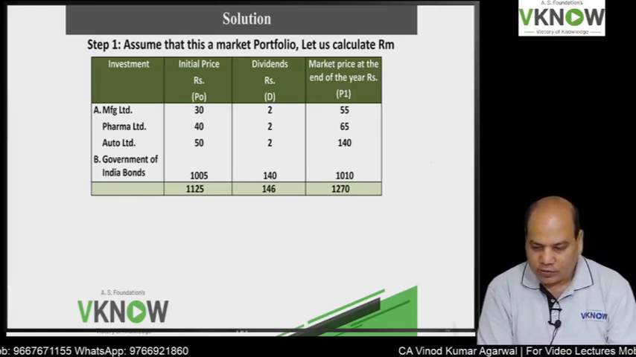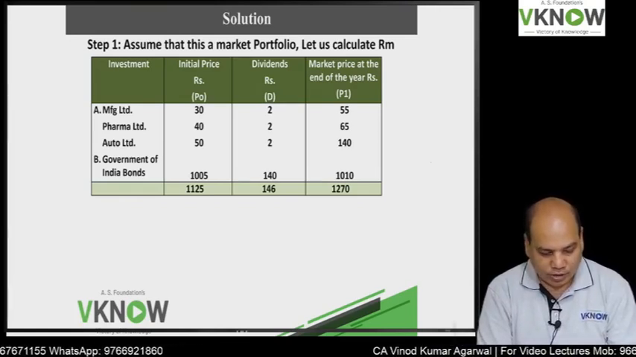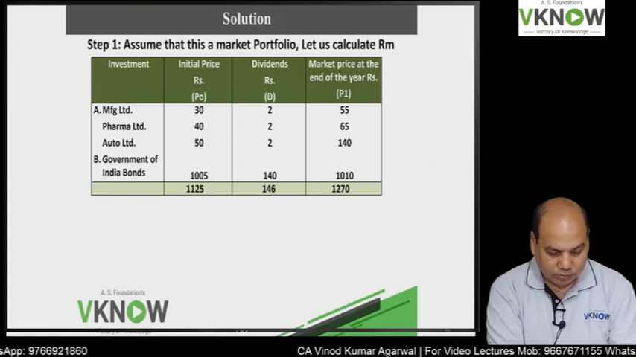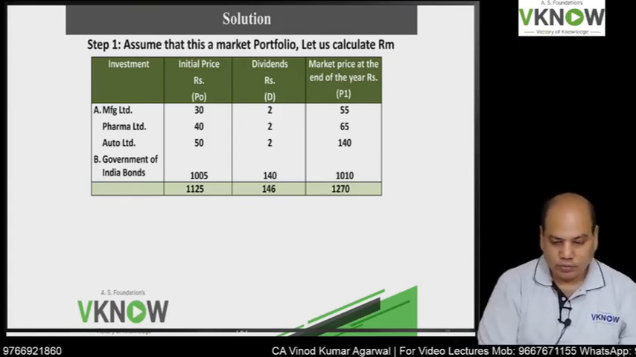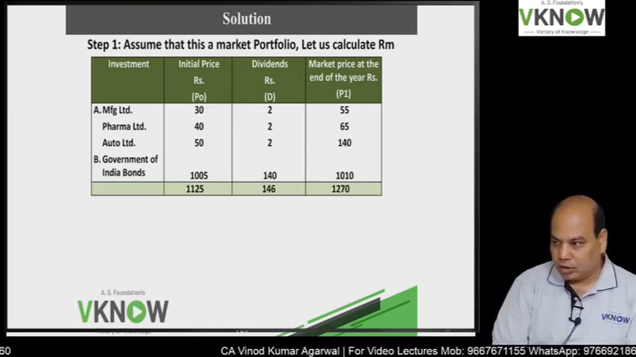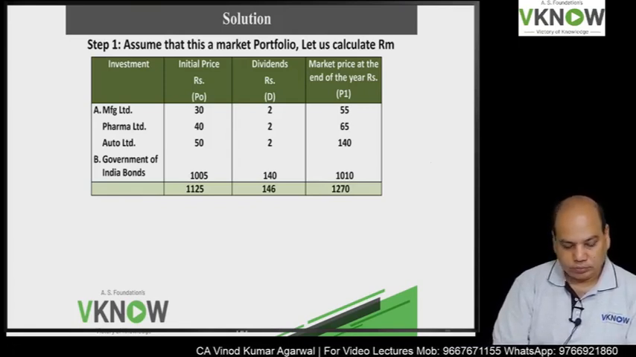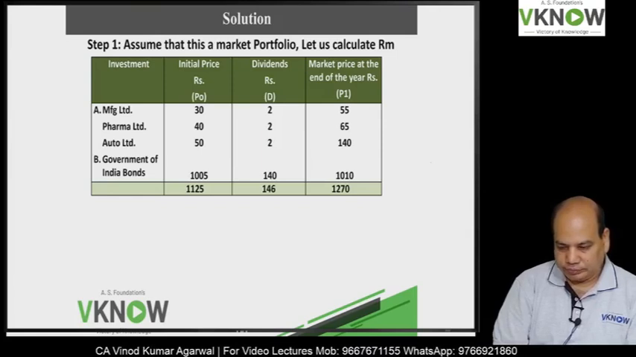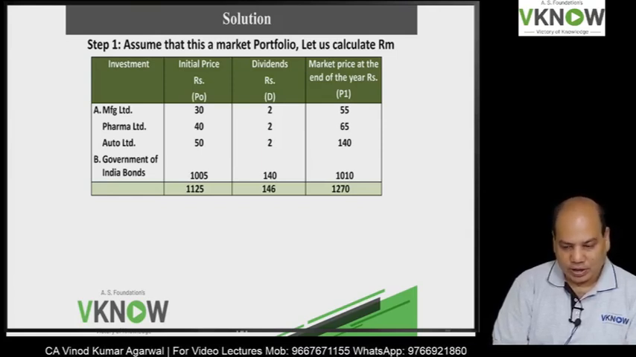So then write down, let us calculate RM. Now write down 4 columns. Investment, initial price, dividend, market price at the end.